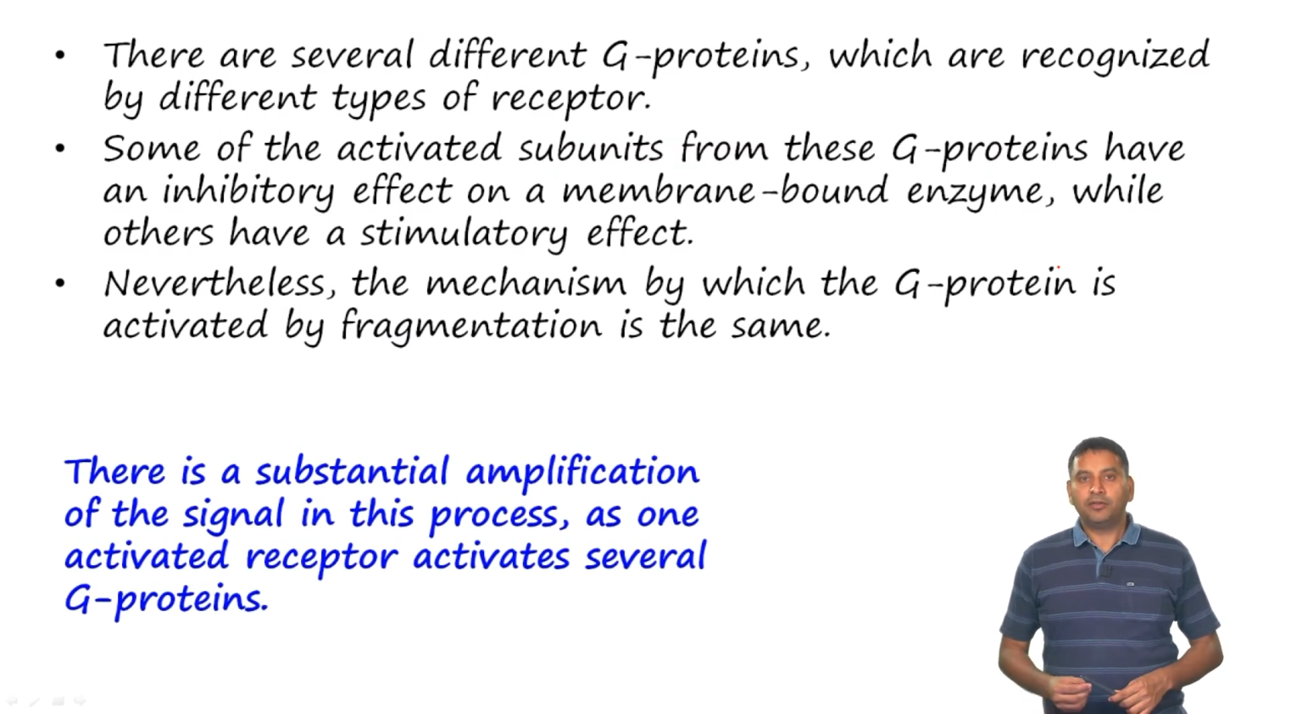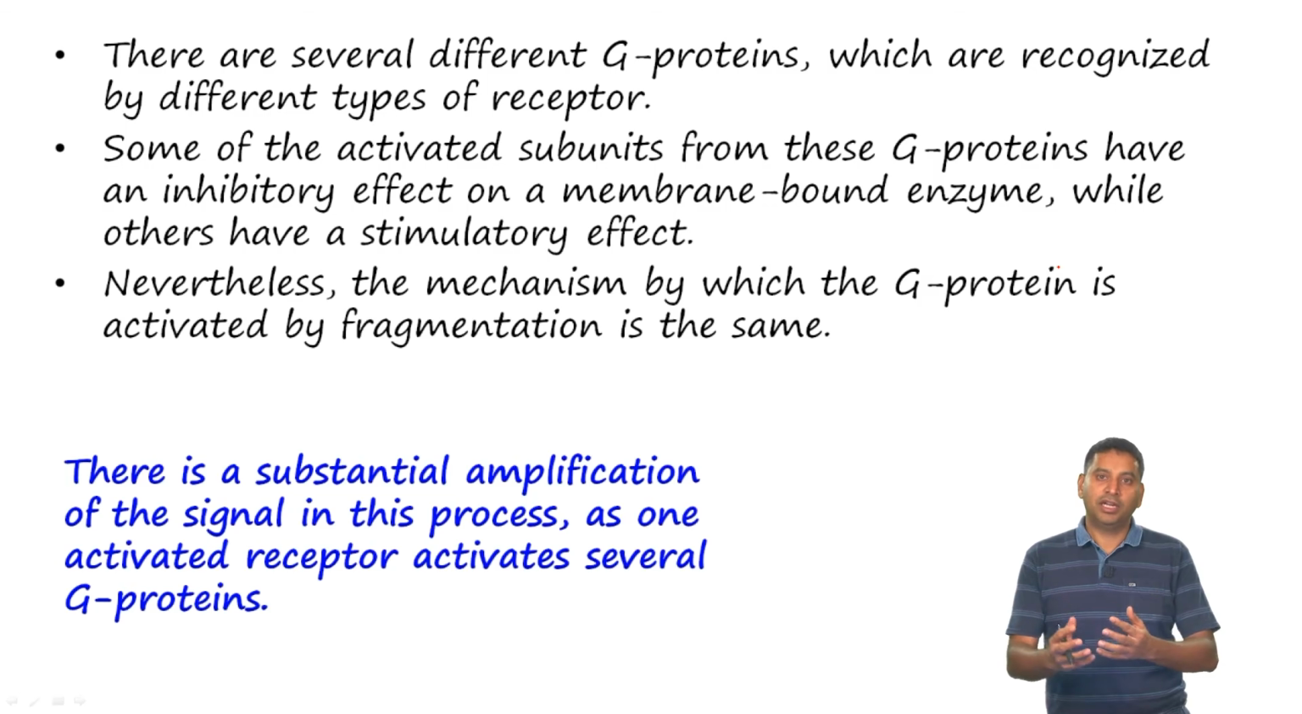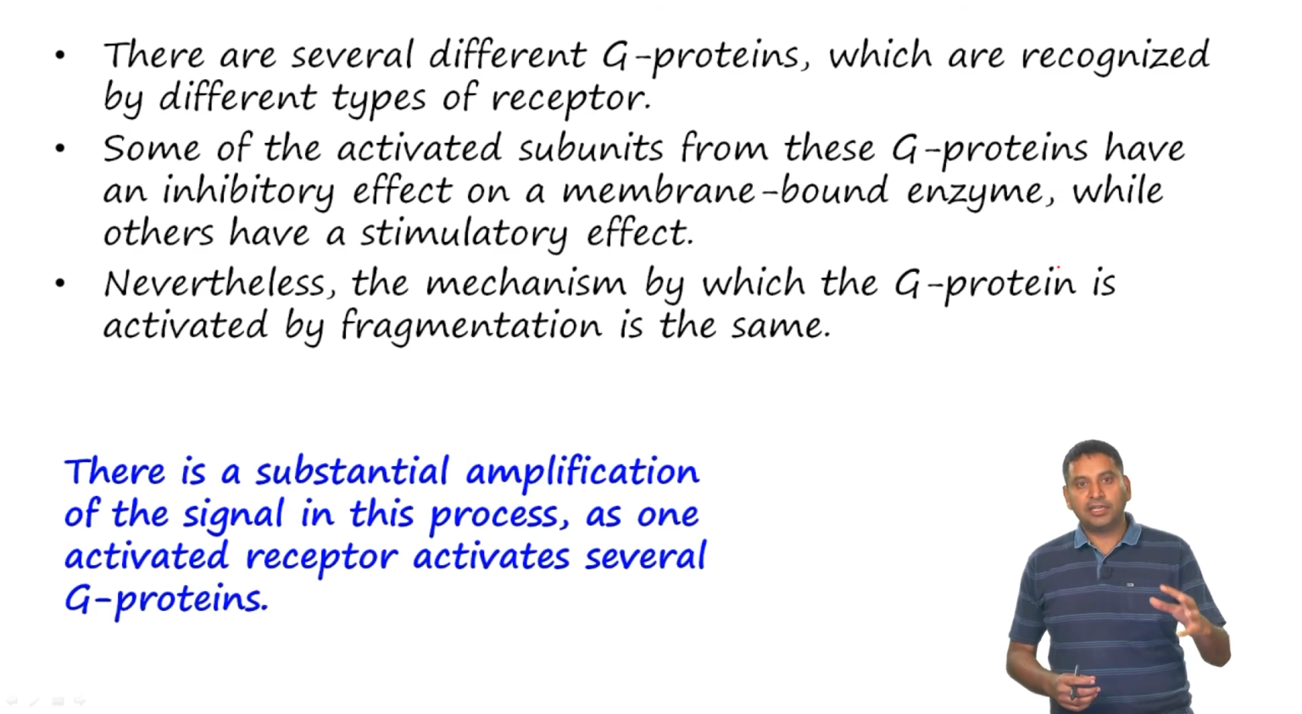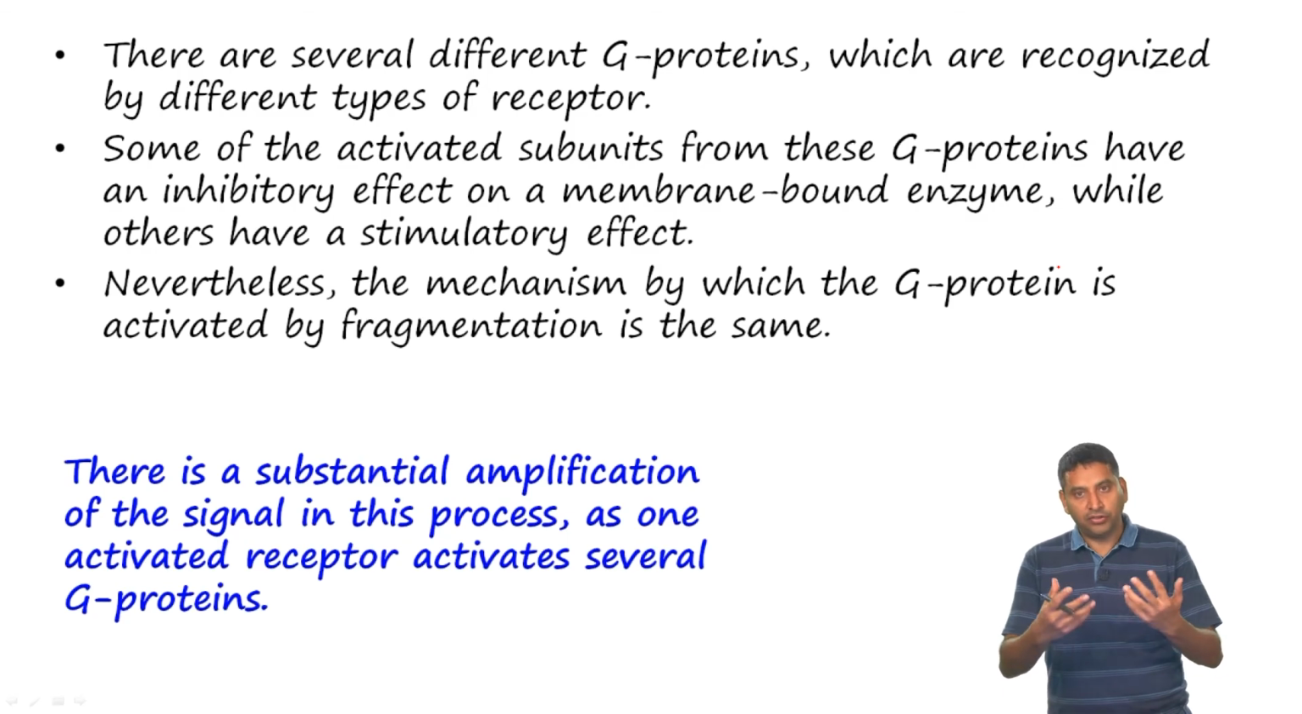There are several different G proteins which are recognized by different types of receptors. Some of the activated subunits from these G proteins have an inhibitory effect on membrane bound enzyme, while others have a stimulatory effect. However, the mechanism by which G protein is activated by fragmentation remains the same irrespective of whether it is a stimulatory or an inhibitory effect. So, how does the signal get amplified? The amplification of the signal in this process occurs as one activated receptor activates several G proteins.